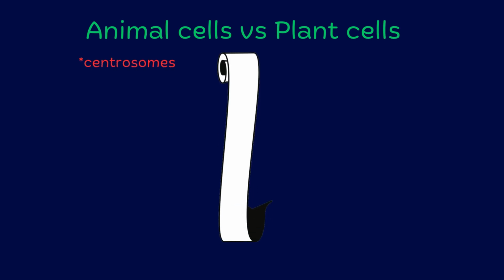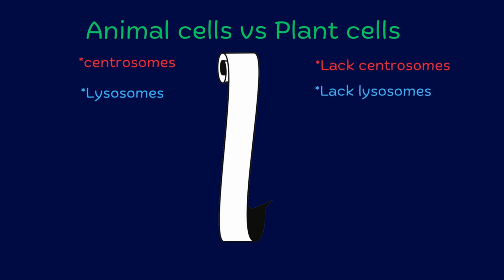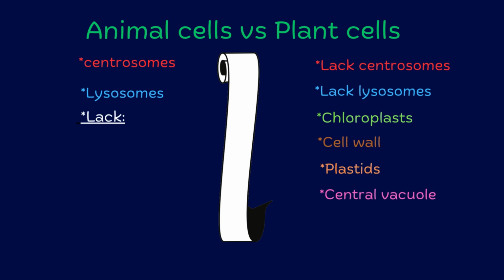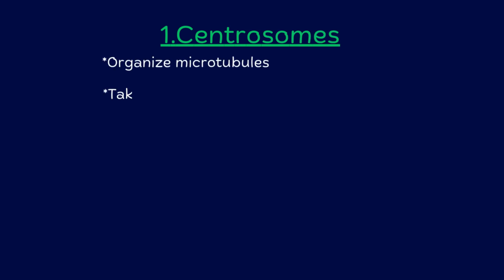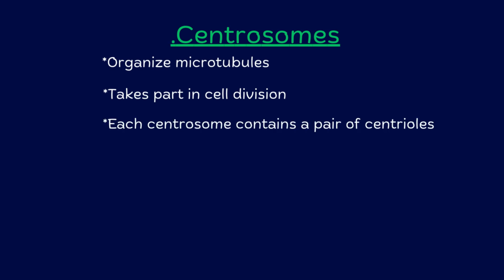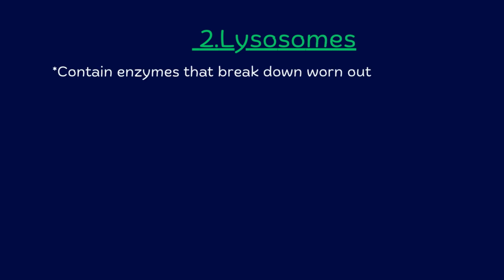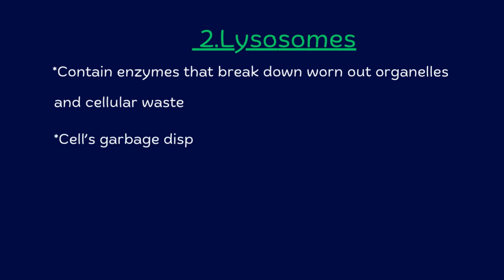Animal cells have centrosomes and lysosomes, while most plant cells do not. Plant cells, on the other hand, have chloroplasts, a cell wall, plastids, and a large central vacuole, while animal cells do not. Centrosomes help organize microtubules and play an important role in cell division. Each centrosome contains a pair of centrioles. Lysosomes contain enzymes that break down old organelles and cellular waste. They act like the cell's garbage disposal. In plant cells, this role is mainly performed by the vacuole.